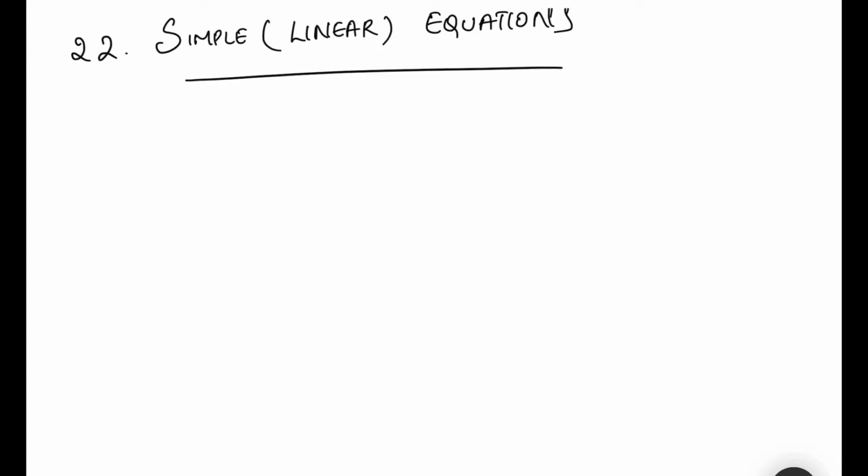A mathematical statement which shows that two algebraic expressions are equal is called an equation. So how do we solve it?